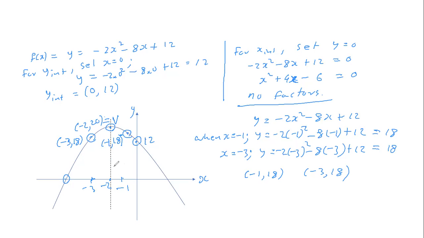Now, the axis of symmetry, the equation of this line is the same as x equal to the x coordinate of the vertex, x equal to negative 2. Equation of axis of symmetry, x equal to negative 2. Alright.